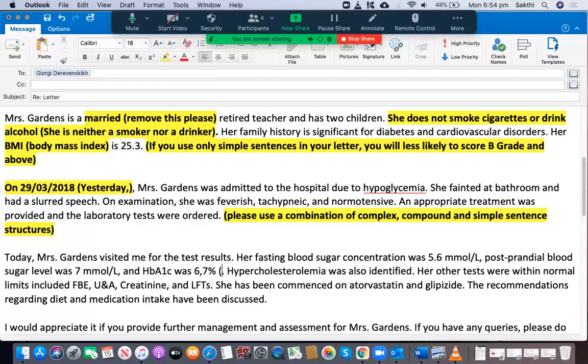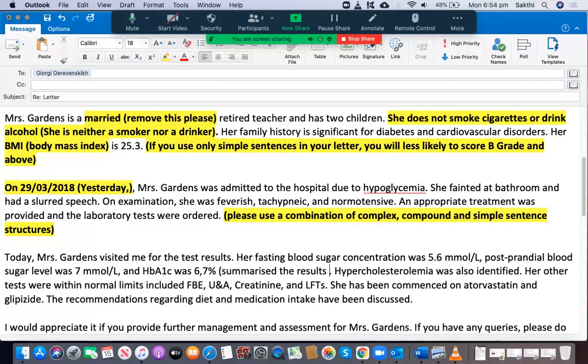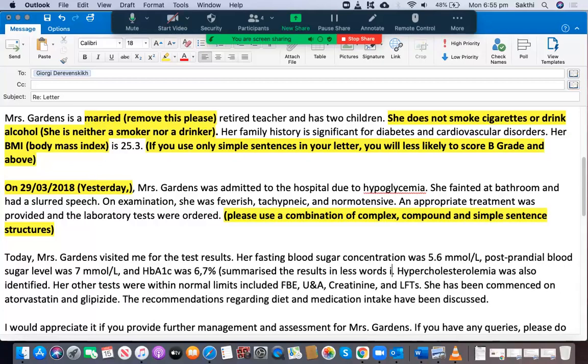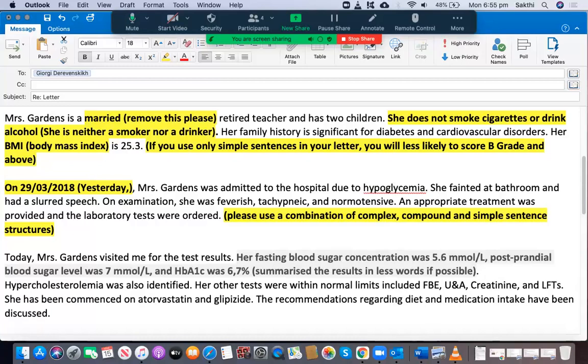That's all right. So you could have summarized the results in fewer words, if possible. If these results could have been summarized in a better way, but okay, we don't need to mention if they are normal. If all these results are normal, we can simply mention, like, her fasting blood sugar concentration, postprandial blood sugar level, and HbA1c were normal, were within normal range, something like that.